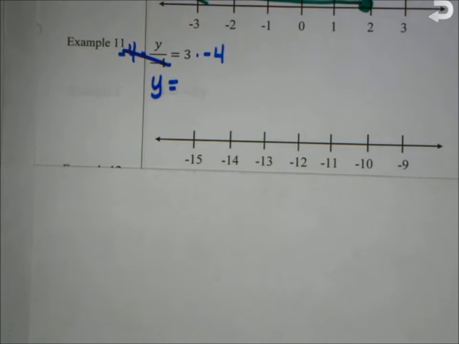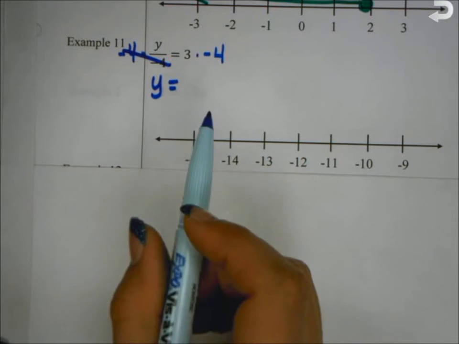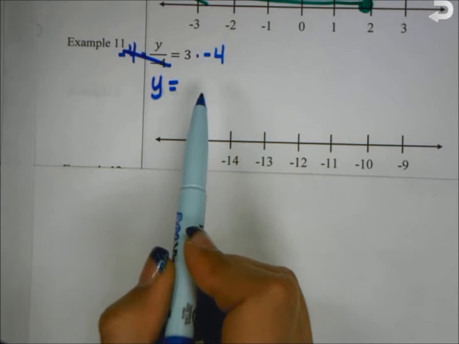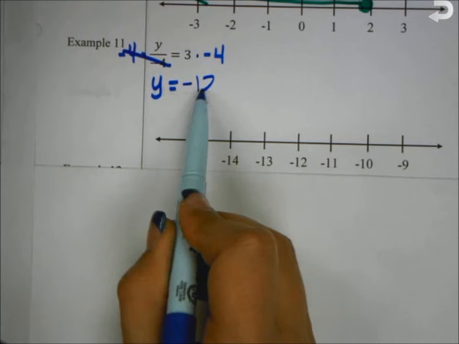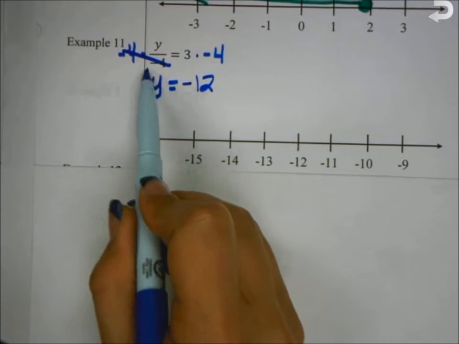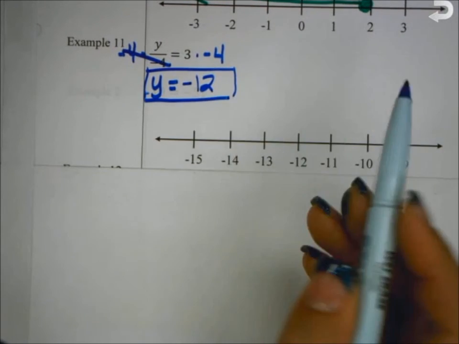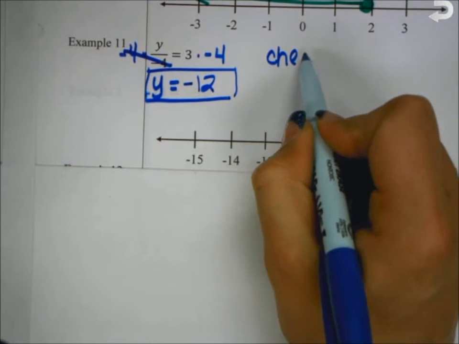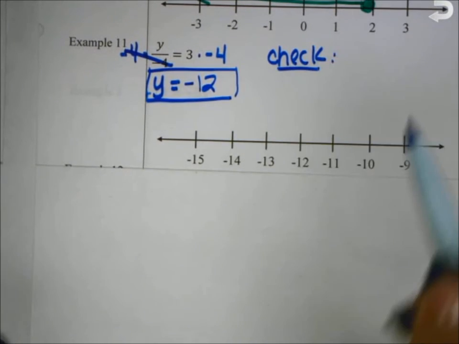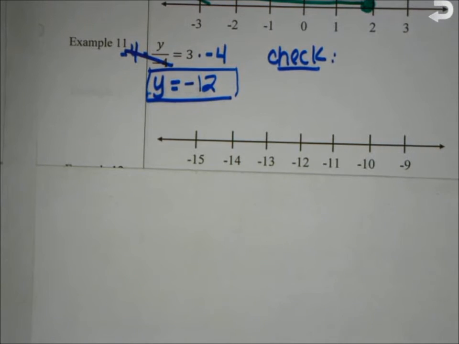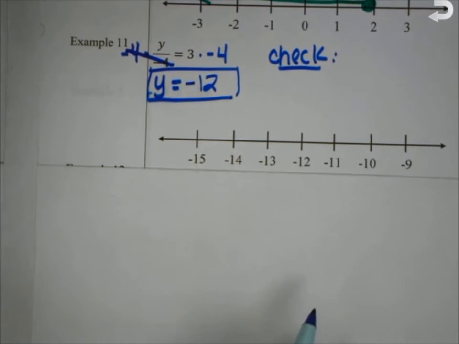Now before I graph this, I want to check it. How do I check my answer? Noah. No, wait. Noah's not 38. I'm 28. Adriana's at 38. How do I check? I got y equals -12. How do I check that that answer is correct?